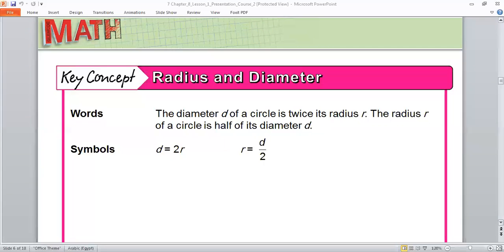Okay, open with me the other page now. Which page number? Good morning, Muhannad. We said that if I have the diameter, I will divide it by 2. If I have the radius, I will multiply it, Muhannad, by 2.